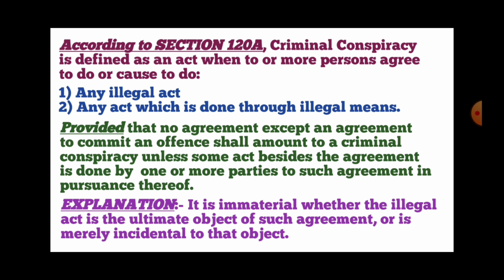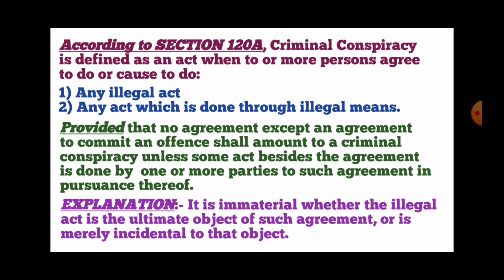Now we will read one proviso which is given under Section 120A, that no agreement except an agreement to commit an offence shall amount to a criminal conspiracy unless some act besides the agreement is done by one or more parties to such agreement in pursuance thereof. It means that not only an agreement which is made to conspire a particular offence amounts to criminal conspiracy, but also any act which is done in pursuance of such agreement amounts to criminal conspiracy.